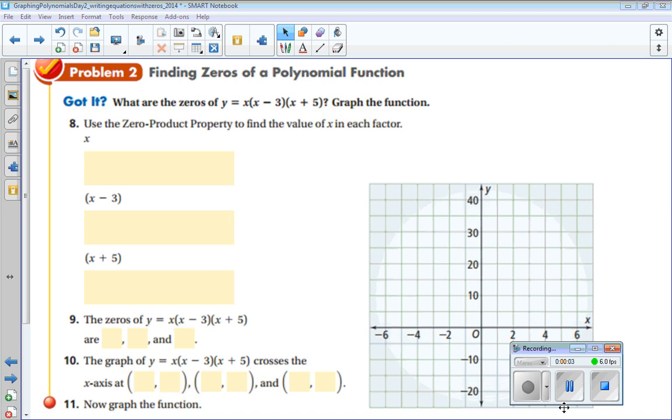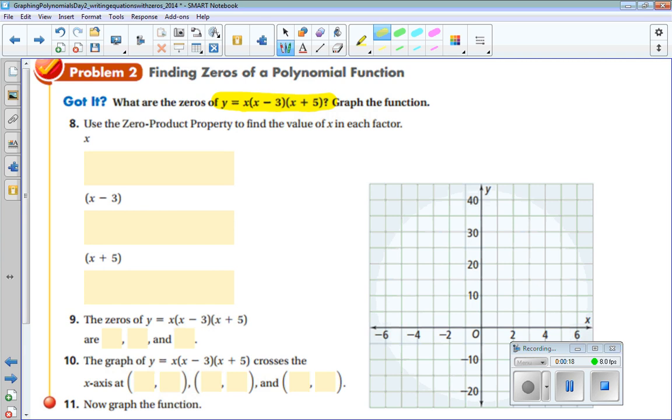A polynomial that is in factored form. And you'll see it up here. I'll highlight it for us. y equals x times x minus 3 times x plus 5. And it's a polynomial, and it's already in factored form.